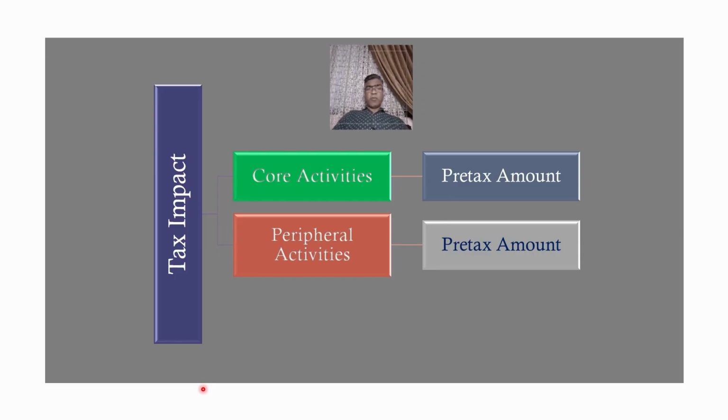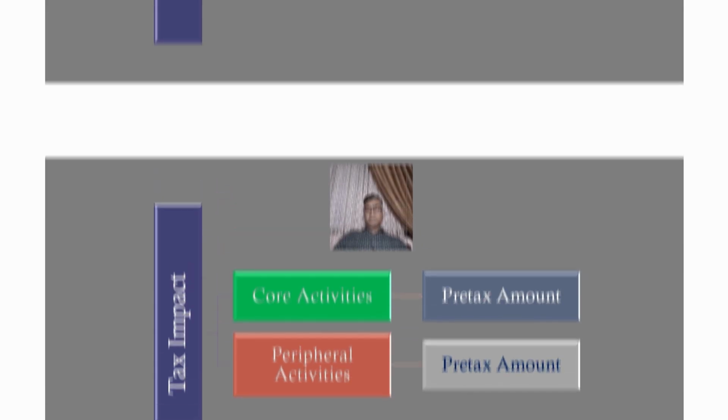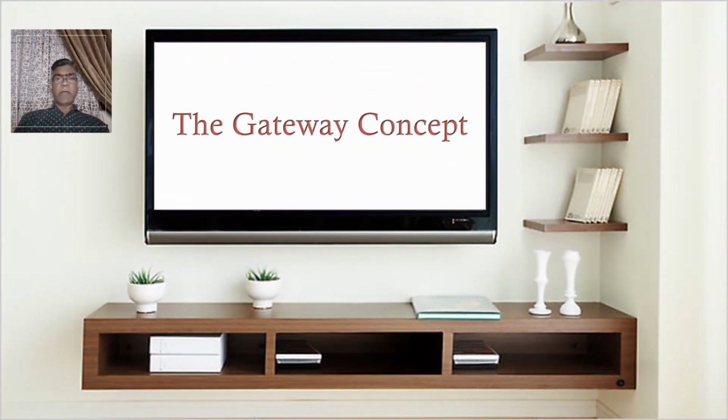For core activities, pre-tax amount. For peripheral activities, pre-tax amount. Both are similar treatment. Why? Because both are part of continuing operation. For a continuing operation item, there is a separate line item for tax purposes. The gateway concept of accounting is very important for entering financial transactions of a business into an accounting system. Accounting has its own language and you should be able to converse with it.